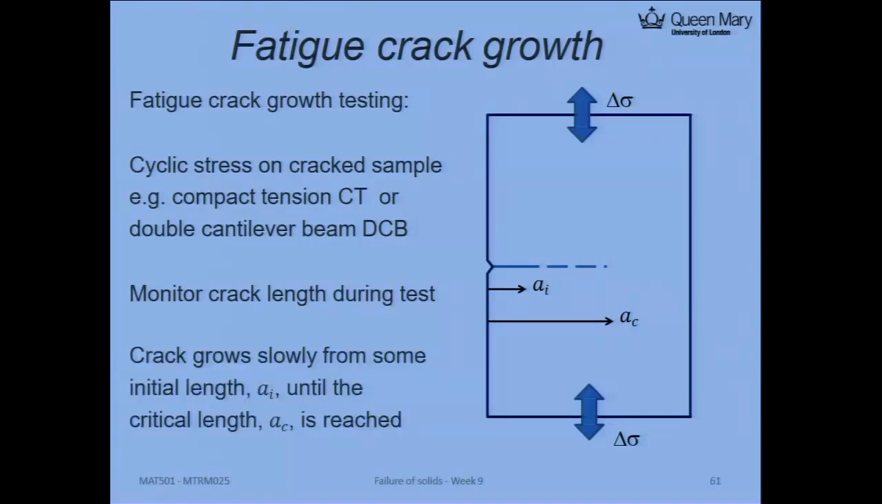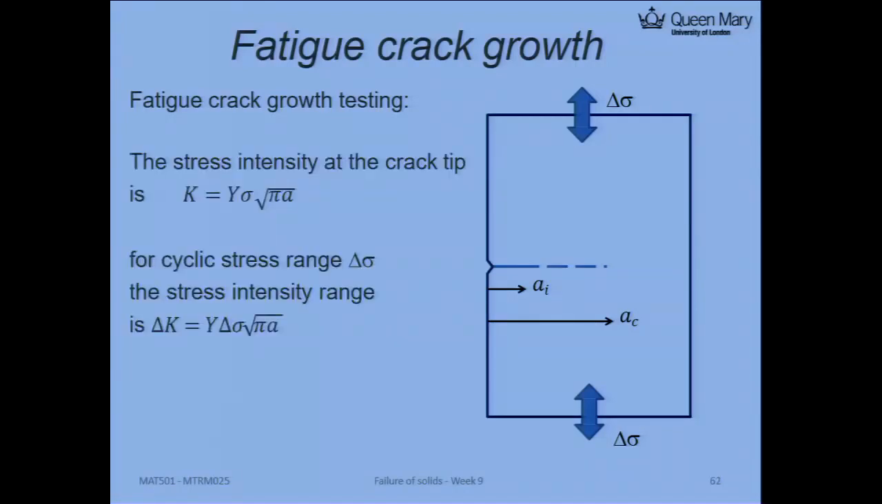And eventually they will reach a critical length, AC, which is around here, such that you have this slow crack propagation region, but beyond that point you will have a fast fracture. Okay? And this is the stress, delta sigma, the stress range for your fatigue stress. So basically it's the maximum stress minus the minimum stress when you're applying that fatigue stress.